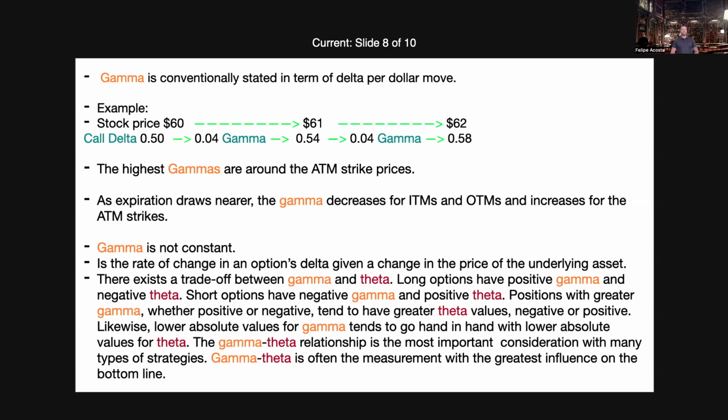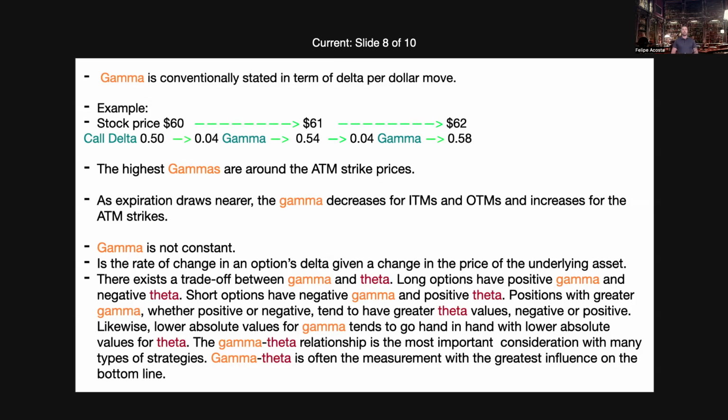So the highest gammas are around the at-the-money strike prices, meaning basically the option contract is right there at the stock price of the contract. As expiration draws nearer, the gamma decreases for the in-the-moneys and out-of-the-moneys, and increases for the at-the-money strikes, right? Meaning the option contract is at strike price, right? Gamma is not constant. In reality, none of these Greeks are. It is basically the rate of change of the option's delta given a change in the price of the underlying asset or the stock, right?